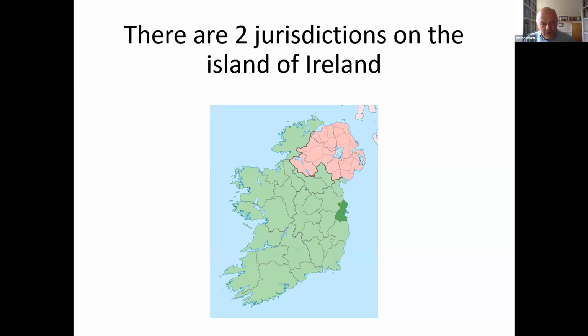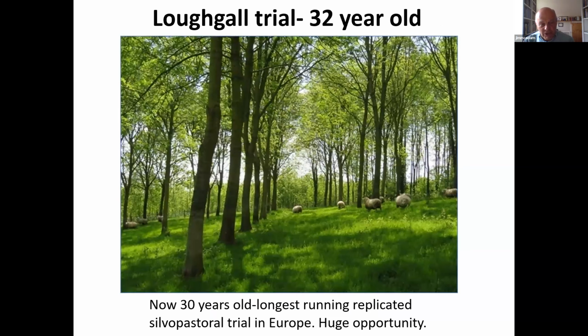The actual form of agroforestry that is supported is based on the Loch Gall trials in Northern Ireland. I'm sure Eugene will say that too, which is now 30 years old, the longest running replicated silvopastoral trial in Europe. And when Eugene and his colleagues came up 10, 12 years ago or so, they were quite impressed with how the trees performed in that 400 trees per hectare system, 5 by 5 meter planting. And that's the basis of our agroforestry support measure in Northern Ireland.